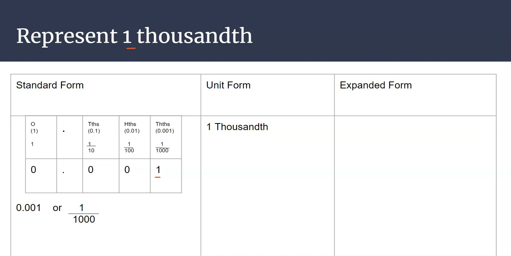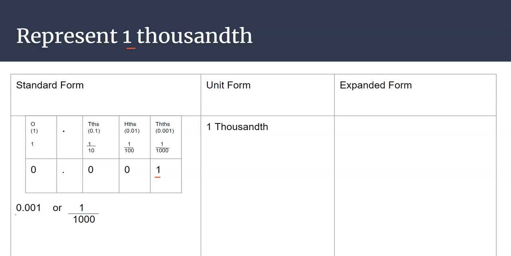So I can write this in standard form in two different ways. One is 0.001 to represent 1 thousandth, or I could write it as 1 over 1,000 to represent it as a fraction. All right, then in unit form, I'm going to write how many thousandths I have, and then write the word thousandths to show that's how many units of thousandths I have.